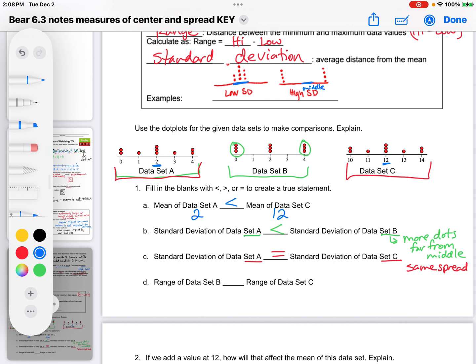The range of data set B has a high value of 4 and a low value of 0, so 4 minus 0 is 4. For data set C, we take 14 minus 10, which is 4, so those ranges are equal. Okay.